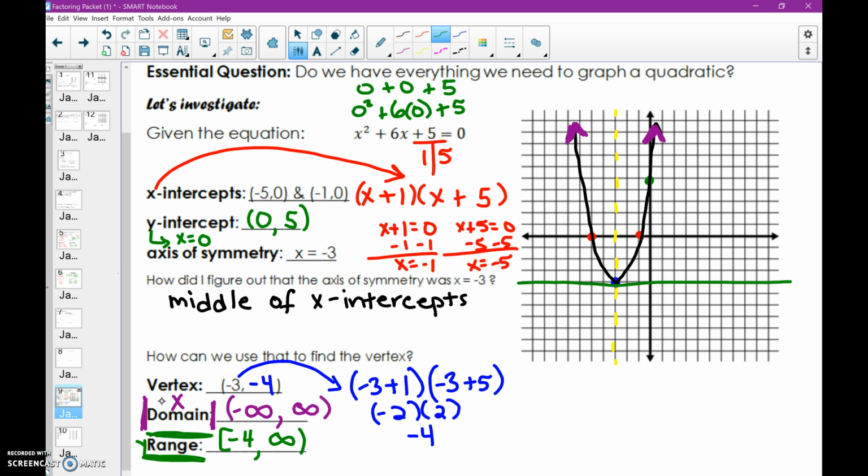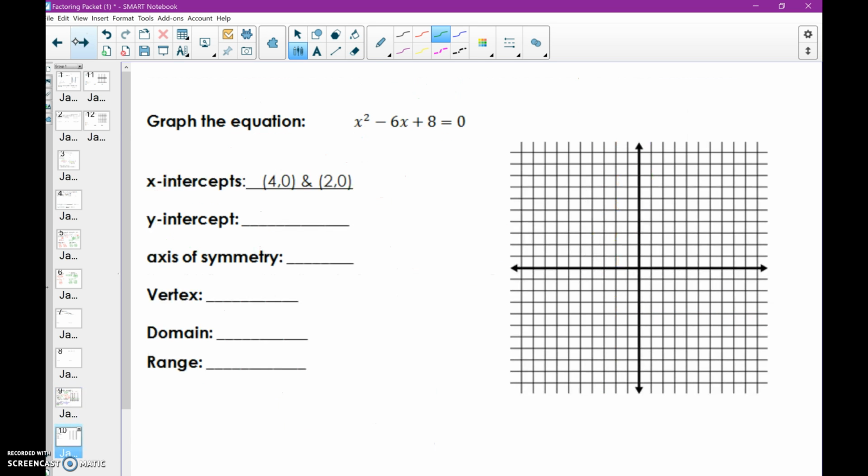Please make sure to get that copy down. Press pause if you need to, rewind if you missed something. You're going to pause after you get all your notes, and then you're going to do this example.